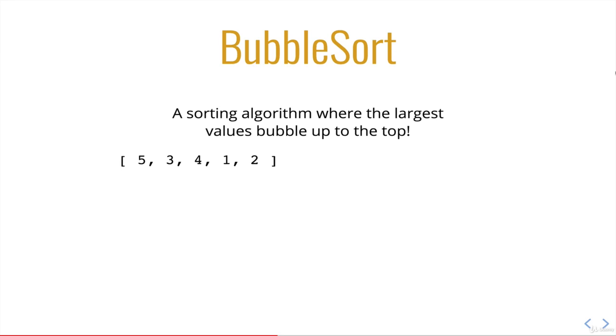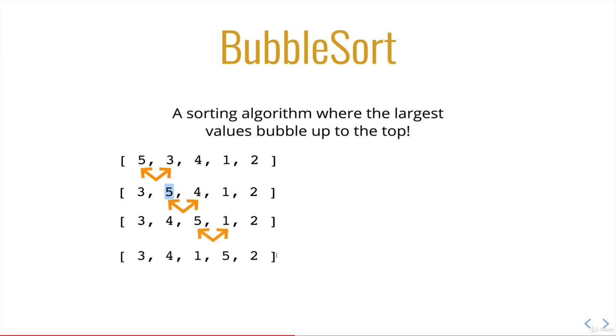So if this is our array, we compare 5 and 3, we swap. So 5 moves up. Next, we compare 5 and 4, we swap again. Next, 5 and 1, we swap again. And finally, we compare 5 and 2, and we swap because 5 is the largest element in the array and it ends up at the end. So that's for one single iteration.